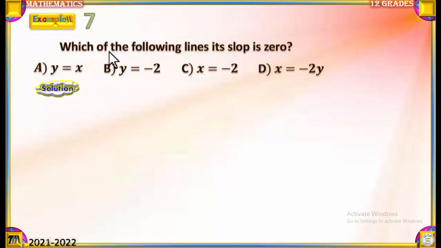Example 7. Which of the following lines has a slope of 0? A. y equals x, B. y equals minus 2, C. x equals minus 2, and D. x equals minus 2y. Because the slope is 0, this line must be a horizontal line. A horizontal line is when y equals a constant number. That means B is the correct answer.